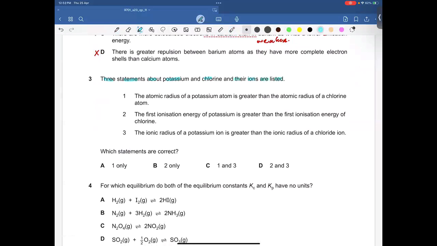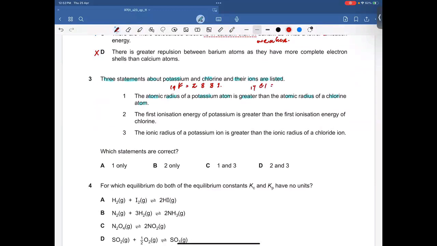The atomic radius of potassium atom is greater than atomic radius of chlorine atom. That might be true because potassium has an atomic number of 19. So according to O-level chemistry, it has 2, 8, 8, and 1. That means it has 4 shells, whereas chlorine has an atomic number of 17.